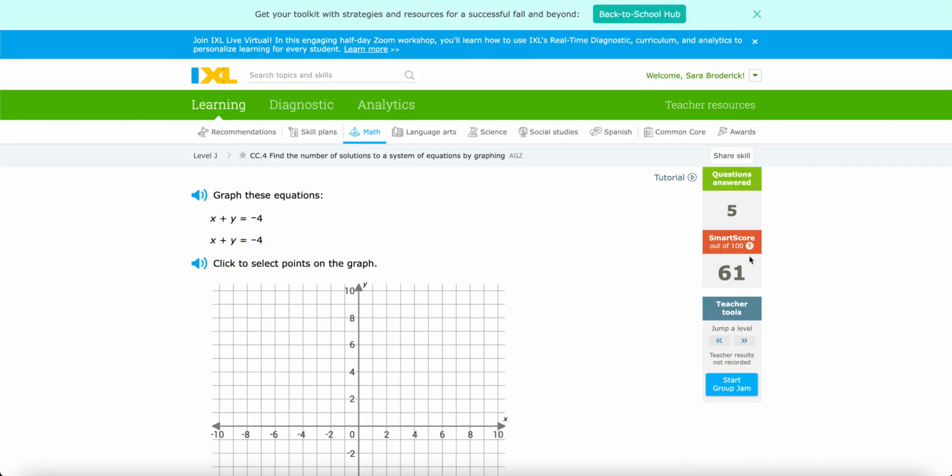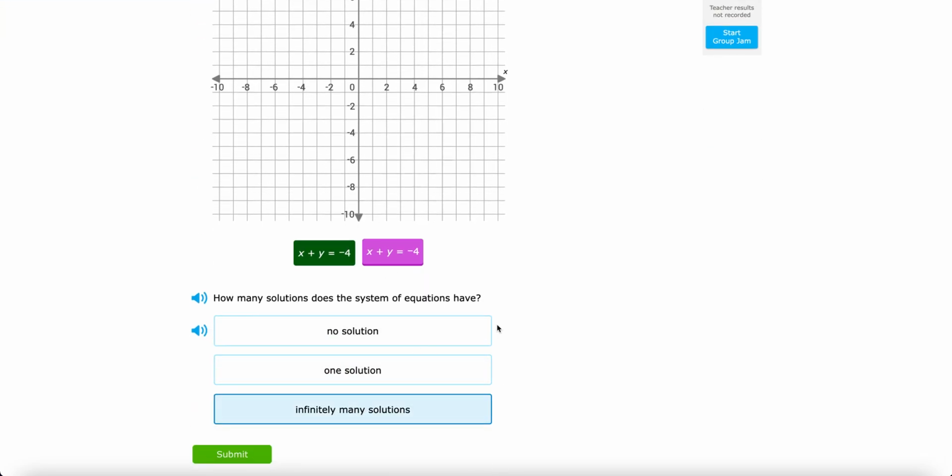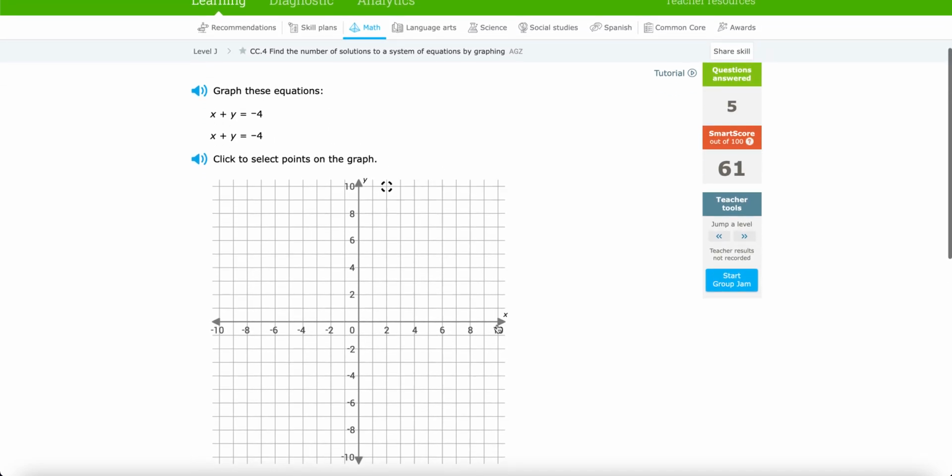And you can see at the higher levels, you're going to end up with these equations in standard form. Right away, however you choose to graph these, you can see these are the same equation, and they are going to have infinitely many solutions because when we graph them, they're going to sit on top of each other.